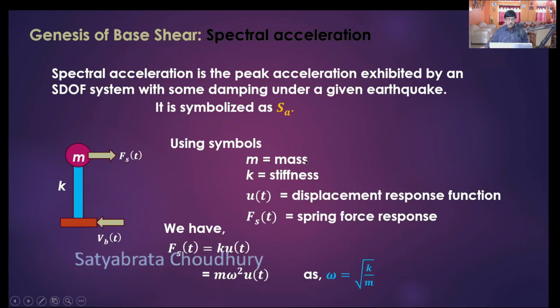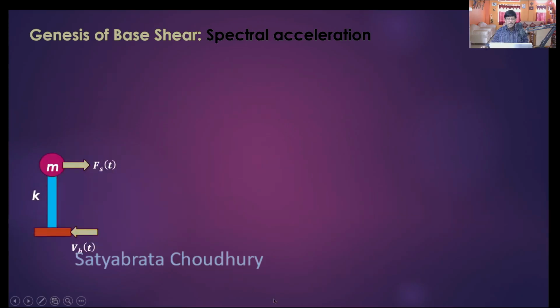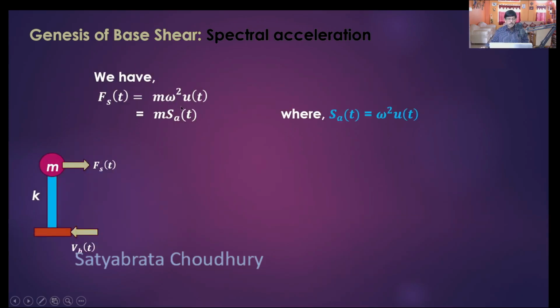So using this symbol, m equal to mass, K stiffness, ut equal to displacement response function, Fst spring force response, which is a function of time, then you can write Fst equal to K into ut, because the spring constant is K. And we have the formula for angular frequency, omega equal to under root K by m. So if you square up both sides, you get K equal to m omega square. So we substitute this K by m omega square. So this is the expression for Fst. Now Fst equal to m omega square ut.